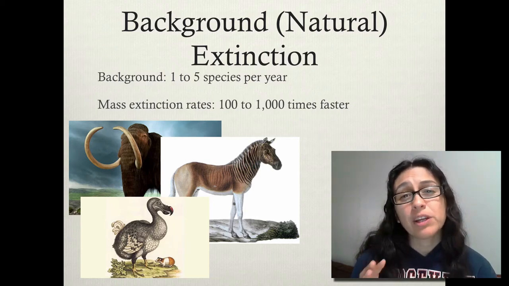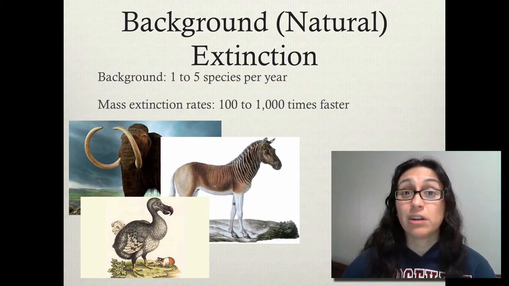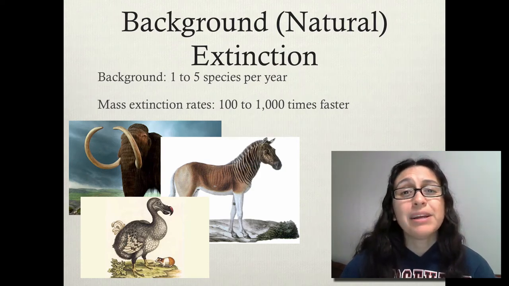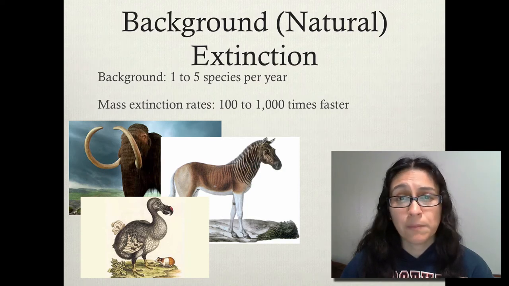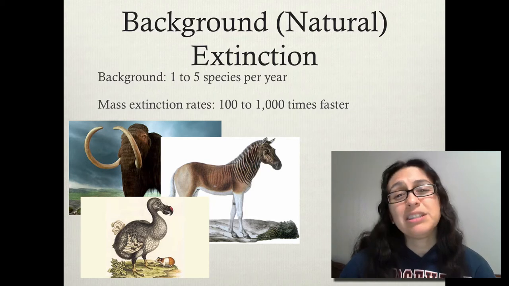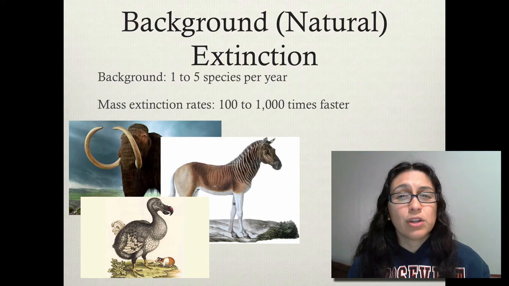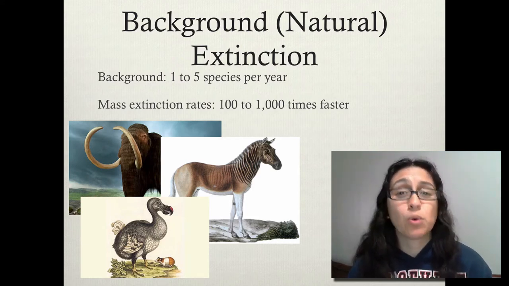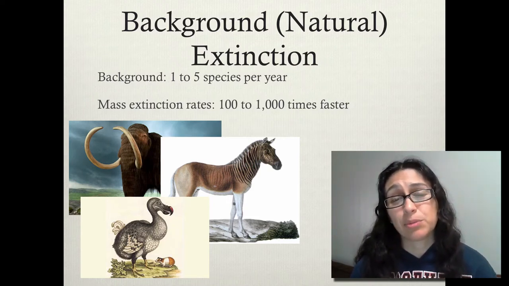A lot of people equate extinction with humans, and that humans cause extinction because we have caused a lot of animal extinction and plant extinction over the last 100 years or so. But natural extinction, background extinction, happens without humans even interfering as well. So the environment changes somehow, and some species just can't survive, so they wind up going extinct. So in background extinction, you're looking at 1 to 5 species going extinct per year. So that's normal. That's actually something that is expected for that many species to go extinct per year.